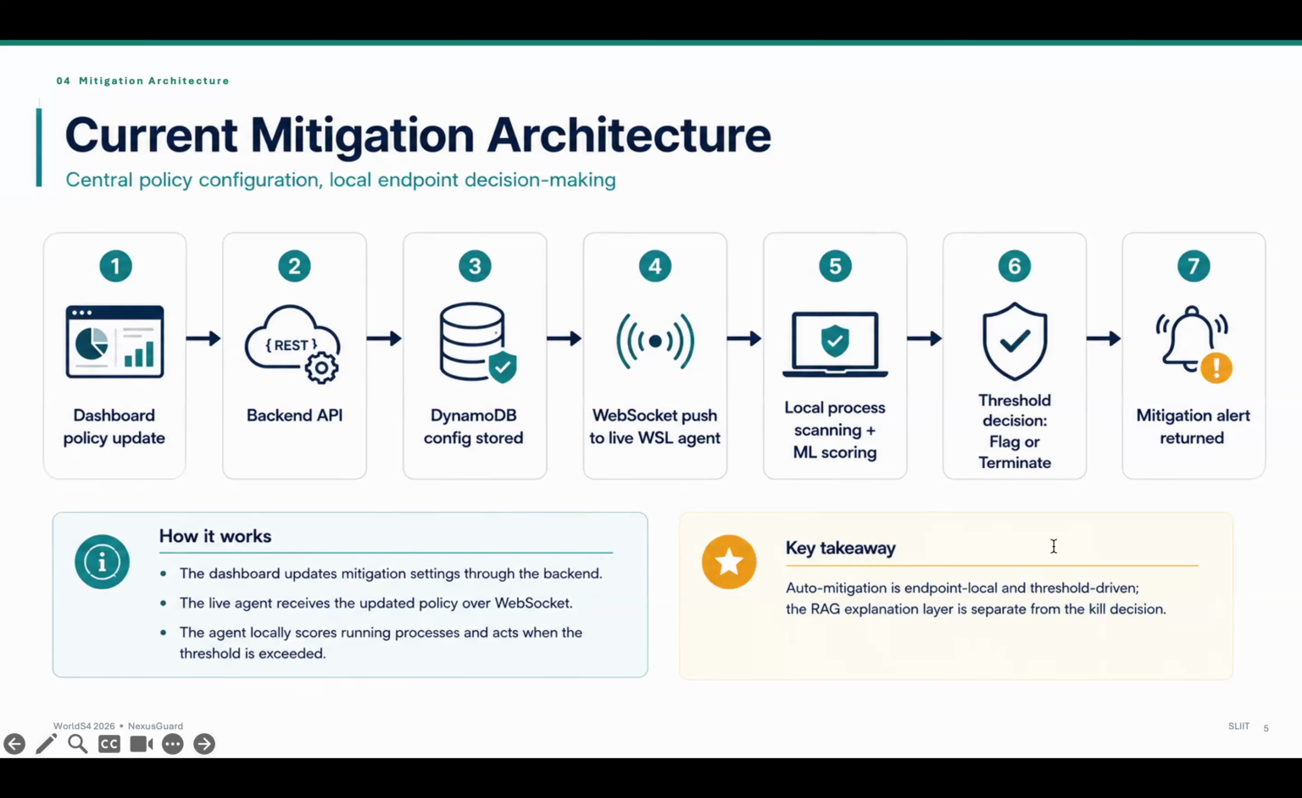The agent continuously observes local processes and scores them using its local machine learning component. When auto mitigation is enabled, let's say we have a configuration threshold from 0 to 1. If the process score exceeds the configured threshold, the agent can flag or terminate the process right then and there. An important distinction is that the current kill decision is endpoint local and threshold driven. The RAG explanation layer is currently separate from the decision itself. In the future, we want to focus on getting the auto mitigation part through the AI implementation within the system itself.